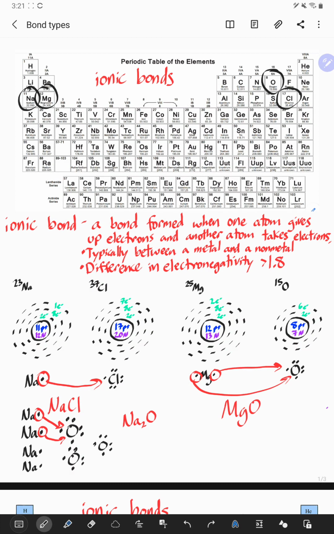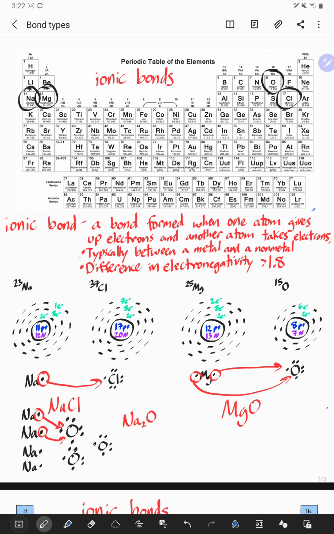they're doing that in order to get to 8 valence electrons. And with 8 valence electrons, they are happy. So an ionic bond, again, is a transfer of electrons. There's no sharing involved. We also said that it is typically between a metal and a nonmetal, and there's a difference in electronegativity of greater than 1.8.